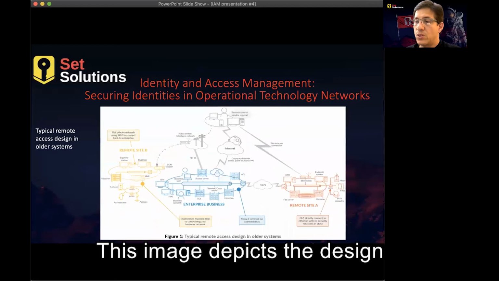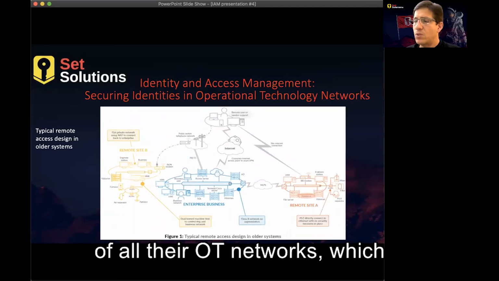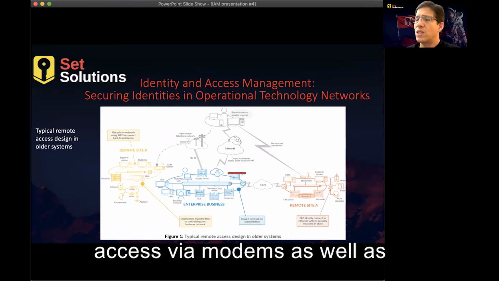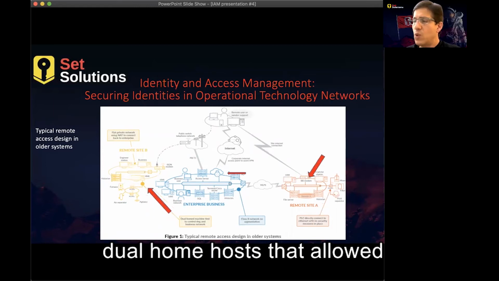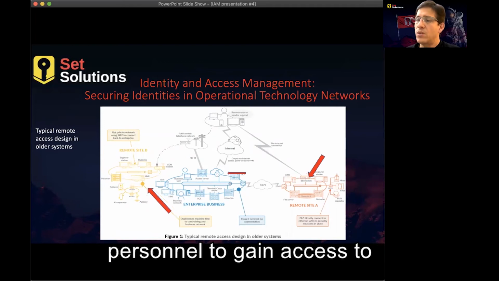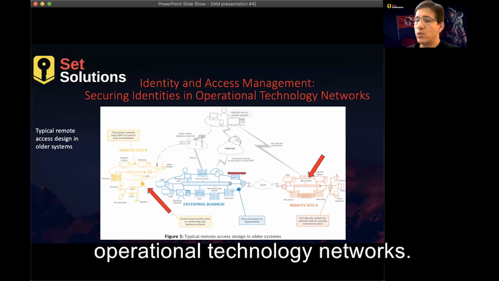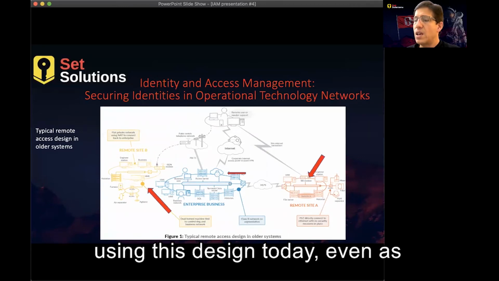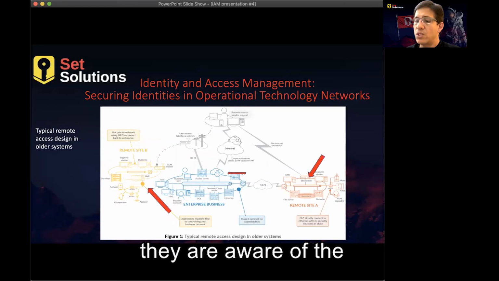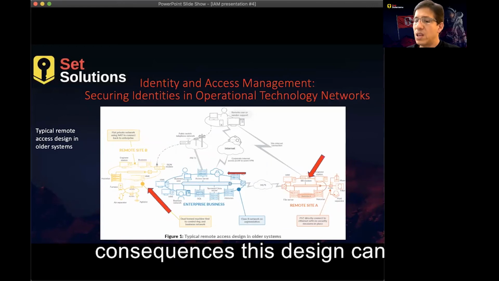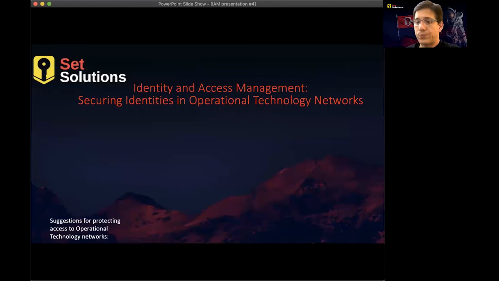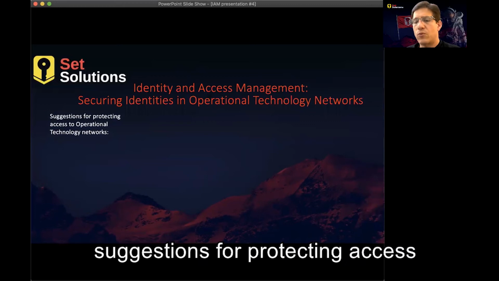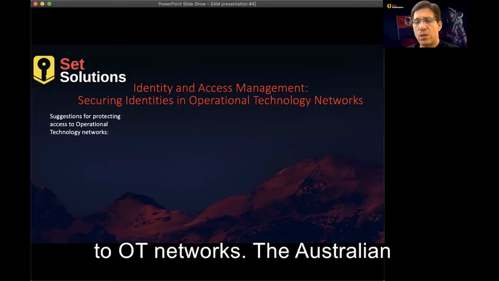This image depicts the design of older OT networks, which included access via VPN, remote access via modems, as well as dual home hosts that allowed personnel to gain access to operational technology networks. A lot of organizations continue using this design today, even as they are aware of the consequences this design can bring. Governments around the world have also come up with suggestions for protecting access to OT networks.